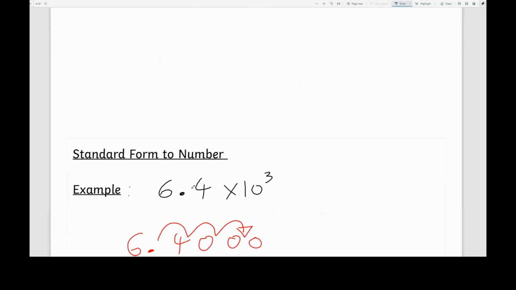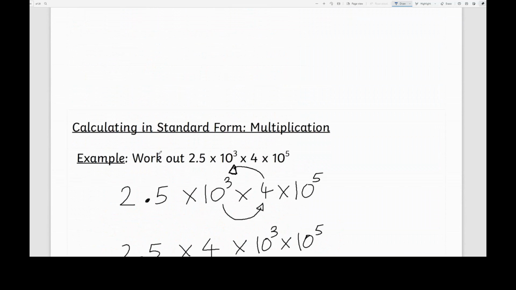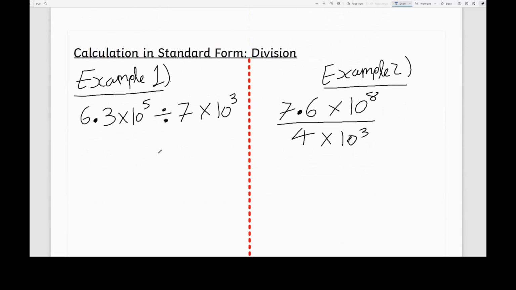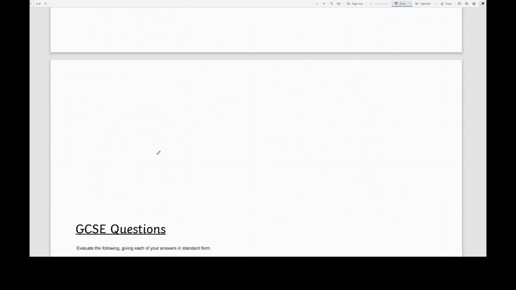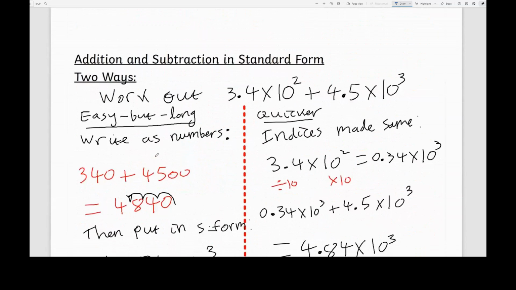Okay, right, so I think that one's fine. We'll leave that one. Right, we've done multiplication yesterday, so I'm not worried about that really. Right, division. We basically did division yesterday as well. That's fine. Leave the GCSE questions for now.